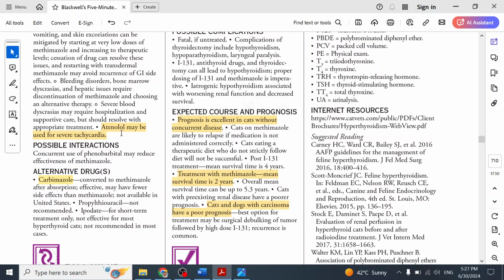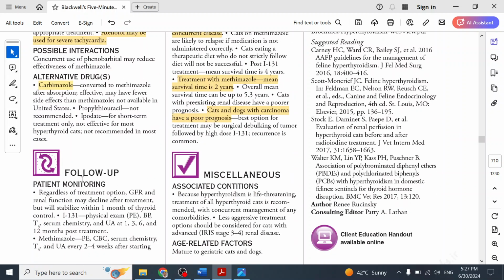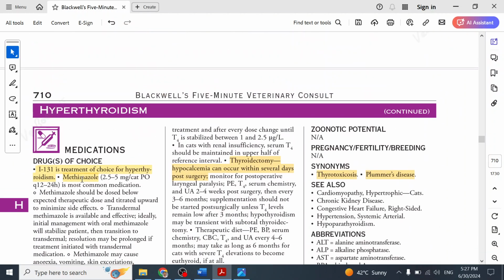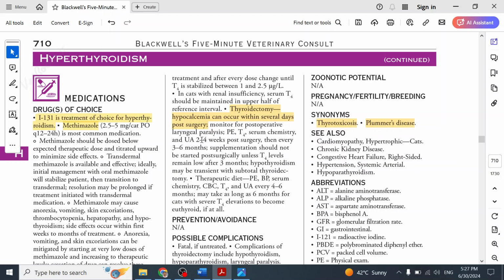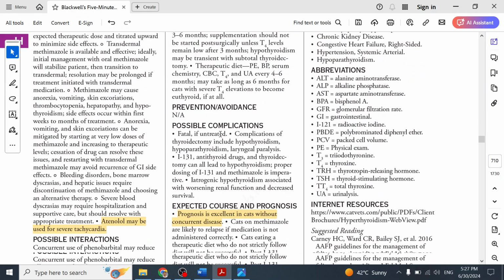Atenolol is used for tachycardia, if tachycardia is present. Then carbimazole is an alternative to methimazole. If methimazole is not available, then carbimazole can be used. Then we have thyroidectomy, where hypocalcemia can occur. I have already mentioned it.